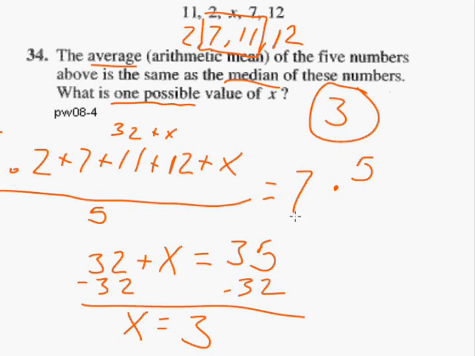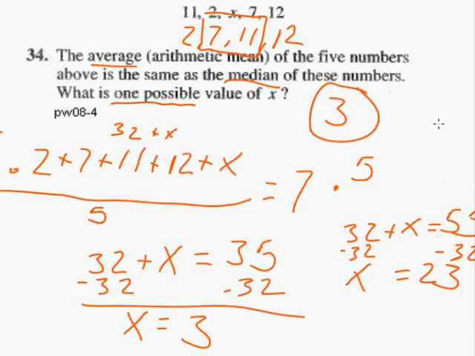So 32 plus x would equal, so instead of equaling 7, it would equal 11. So 5 times 11 is 55, so we could say that 32 plus x equals 55, minus 32, minus 32. X would equal 55 minus 32. X could equal 23. So it could equal 3 or it could equal 23.